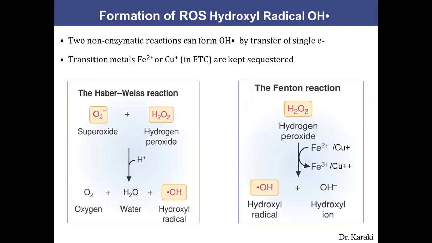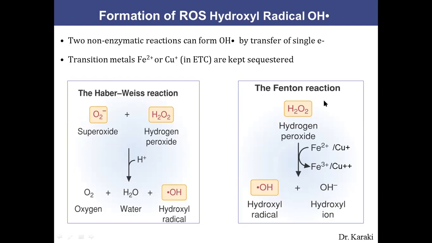Now the formation of reactive oxygen species like the hydroxyl radical can be done through two non-enzymatic reactions by a transfer of single electrons. These reactions are called the Haber-Weiss reaction and the Fenton reaction. Let's see the first one. The Haber-Weiss reaction involves an interaction between the superoxide anion and hydrogen peroxide in the presence of protons to form oxygen, water, and the hydroxyl radical.